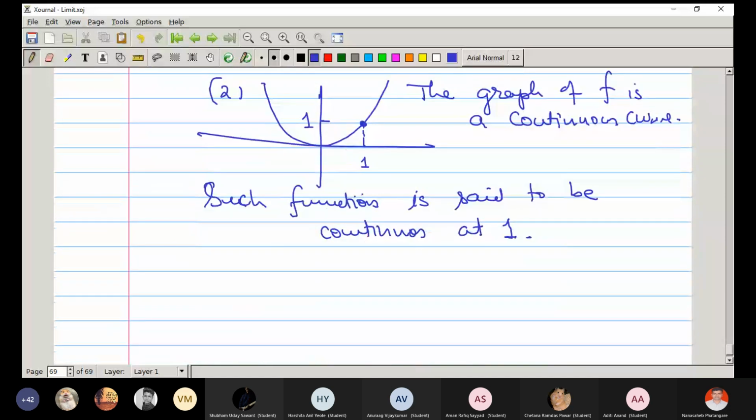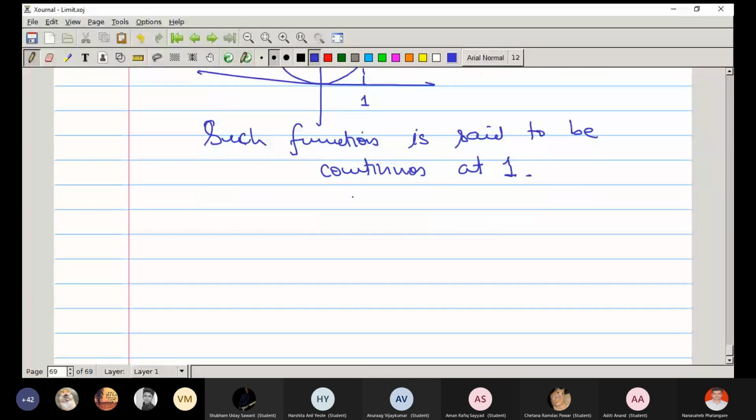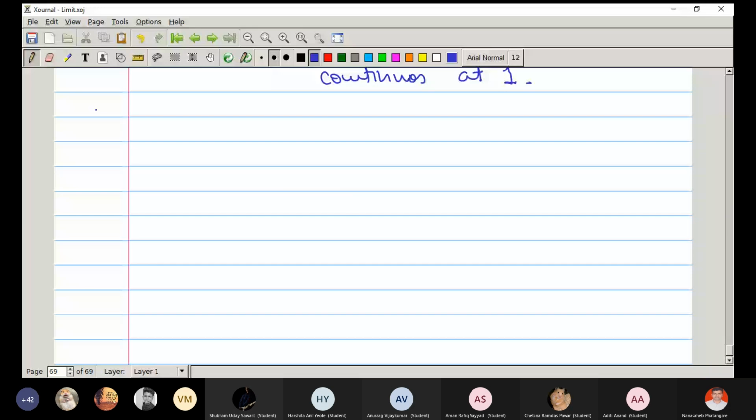Right, now I want to make a definition of continuous function. Now you tell me what should be the definition of continuous function. For all a belonging to the domain, the limit of x tends to a f of x should be equal to f of a.